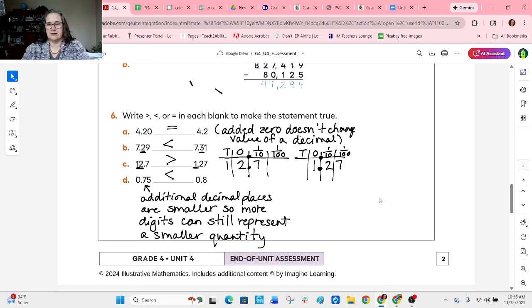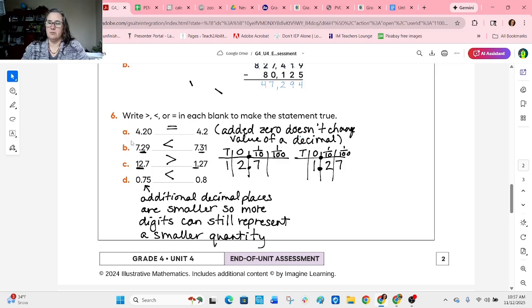So again, just like I said before, use that place value chart, write the numbers one right above the other on the place value chart so you can compare place value unit by place value unit. Start in the largest place value unit and only go as far as you have to until you find one that's different and can determine which is greater or if they are equal.